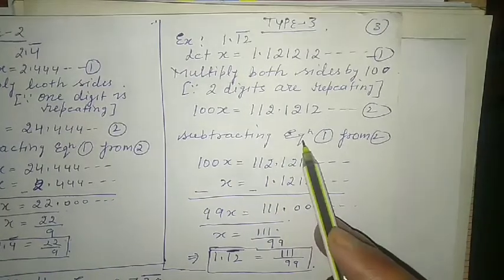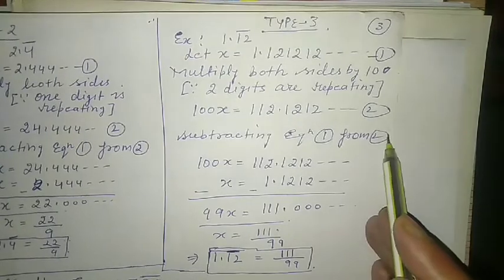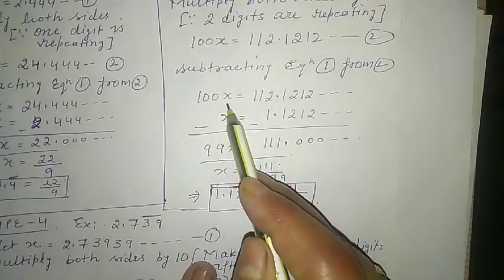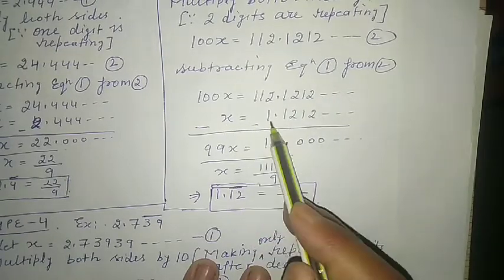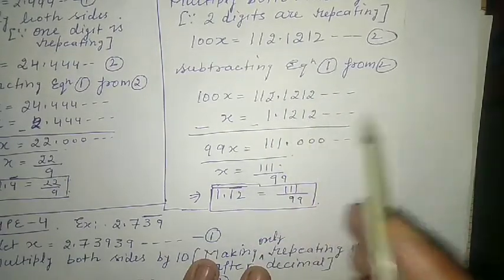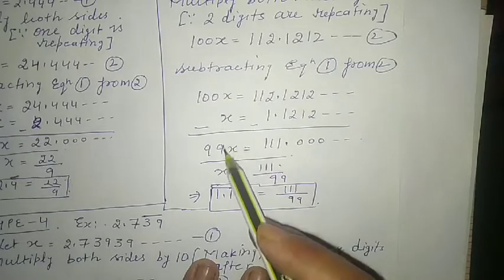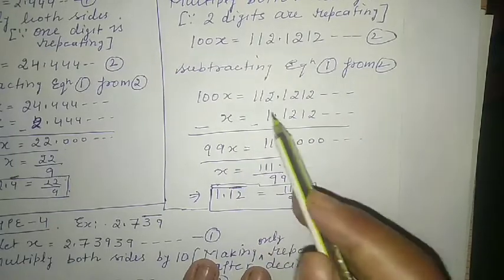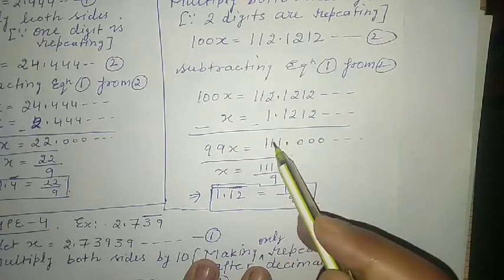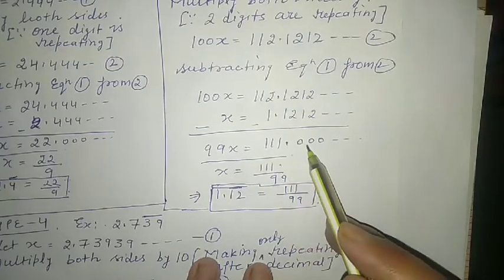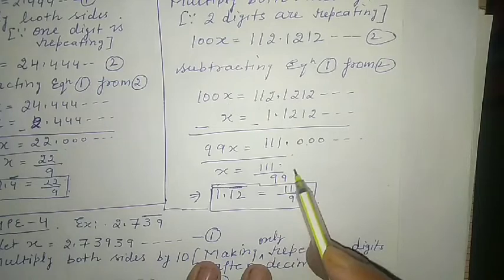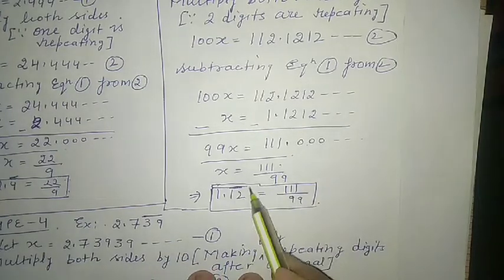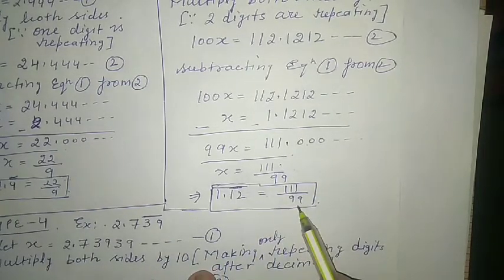Subtracting equation 1 from 2. So we are doing 100x equals 112.12 and so on, x equals 1.1212 and so on. If we subtract, 99x equals 2 minus 1 is 1, 1, 1. 1, 1, 1 point after the decimal, all zeros are here. So x equals 111 upon 99. So 1.12 bar is equal to 111 upon 99.